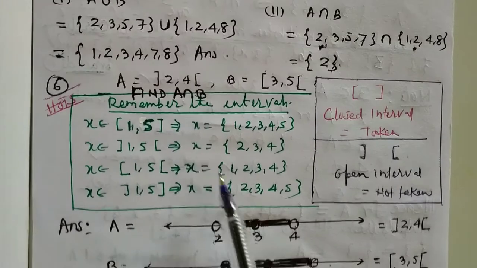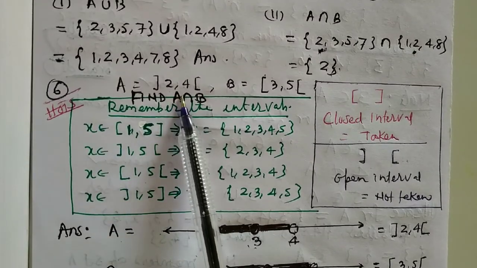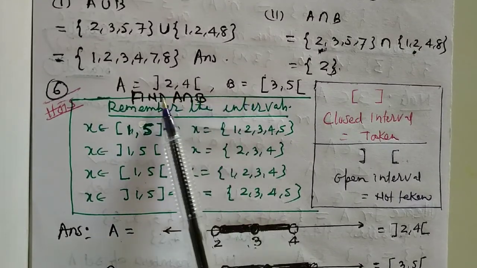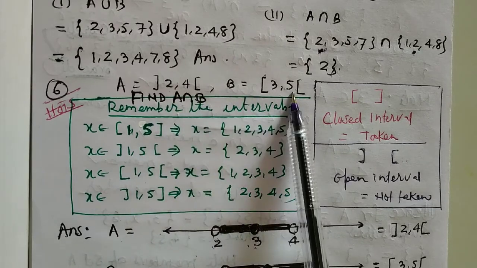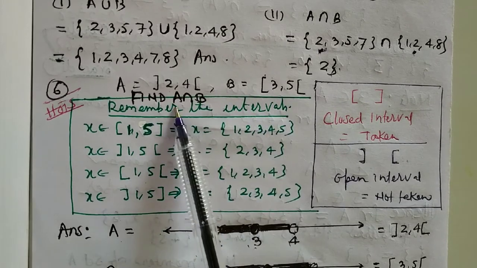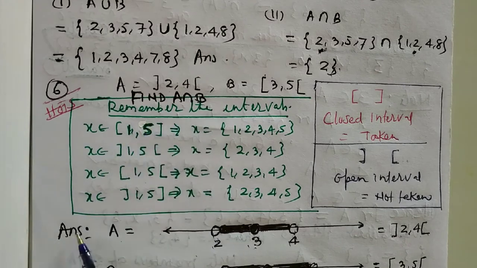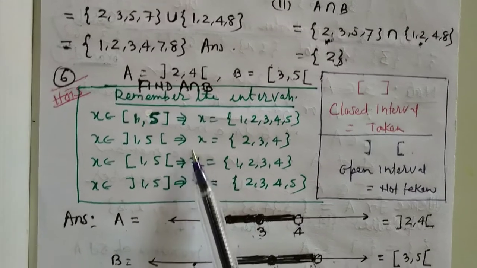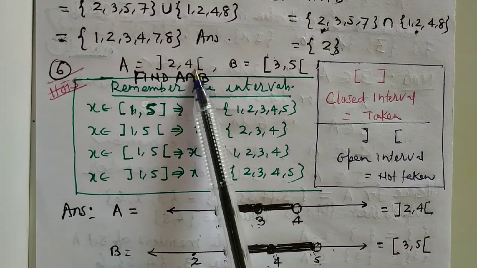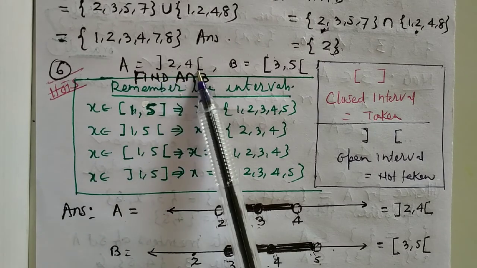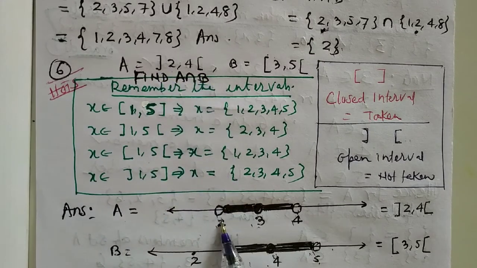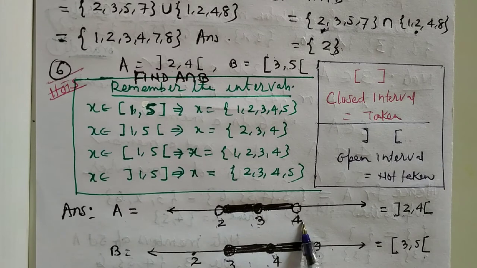Now see, the problem is this. A is equal to 2, 4, B is equal to 3, 5. Find A intersection B. The answer starts from here. A is equal to 2, 4. 2 not to be taken, 4 not to be taken.